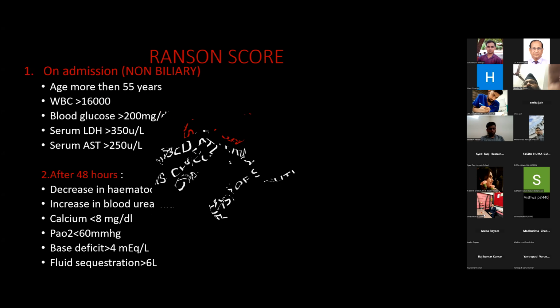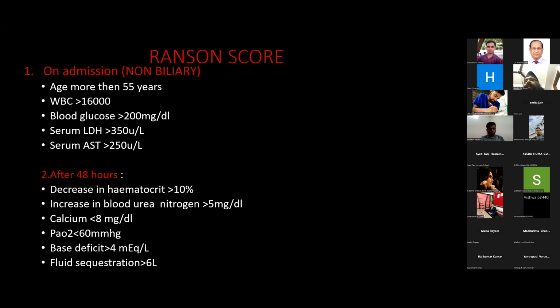Ranson's criteria is mainly divided into 2 types: if our etiology is biliary or gallstone, or if our etiology is non-biliary or non-gallstone. First, if the cause of the pancreatitis is non-biliary or non-gallstone, then we'll look into these factors. At the time of admission: age more than 55 years, WBC count more than 16,000, blood glucose more than 200 milligram per deciliter, serum LDH more than 350 units per liter, and serum AST more than 250 units per liter.